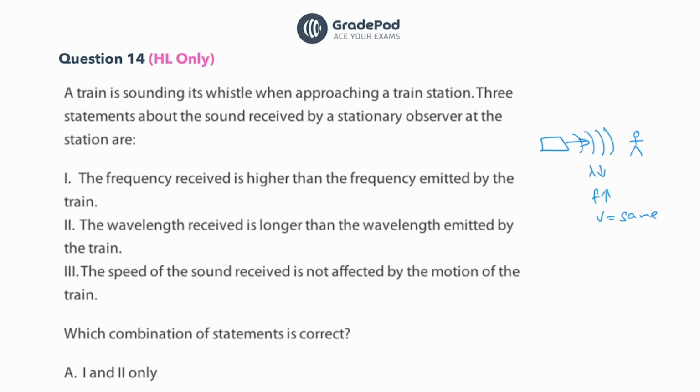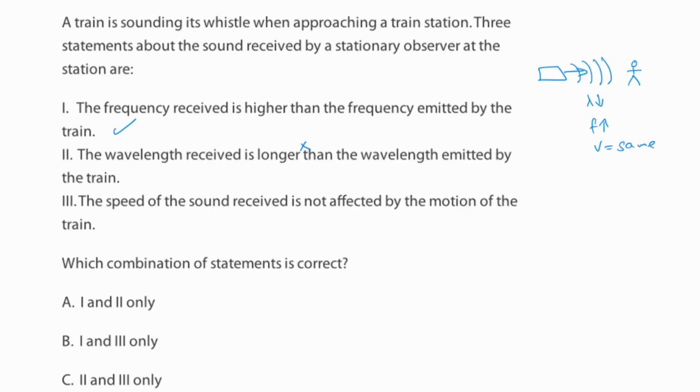Okay, let's look at the statements. 1. The frequency received is higher than the frequency emitted. Yep. 2. The wavelength received is longer, no, it's shorter than the wavelength emitted. And 3. The speed of the sound is not affected. Correct. It's 1 and 3. The answer is B.